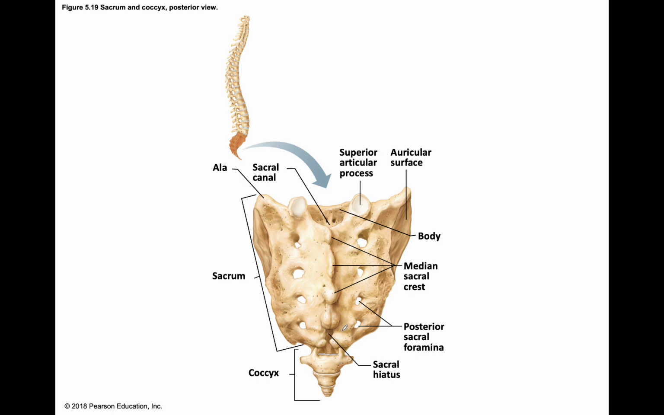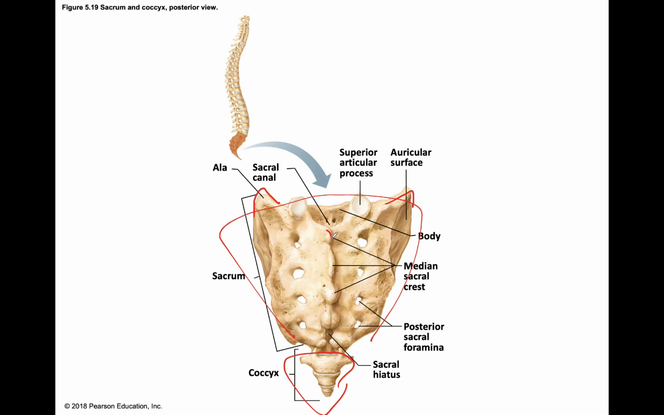Below that, you're going to have your sacrum and coccyx. There's only a few terms from this that you should be able to identify for the lab practical. Of course, the bone itself, the coccyx, and the whole sacrum. The ridges are called the ala.